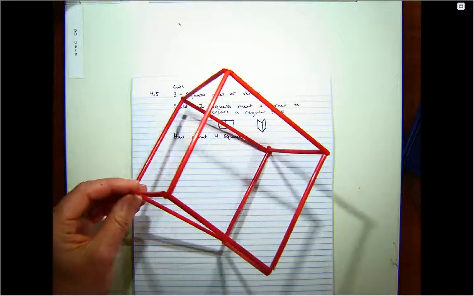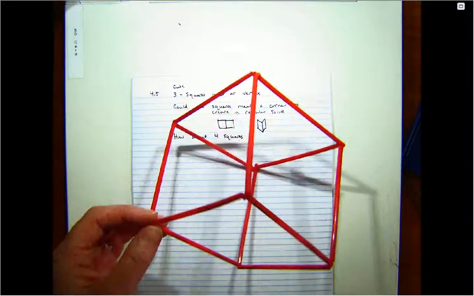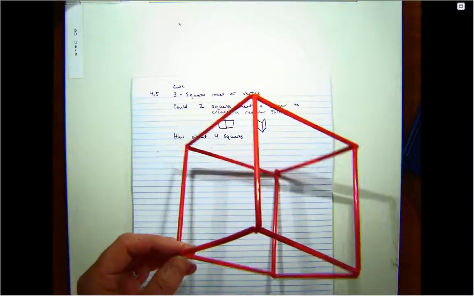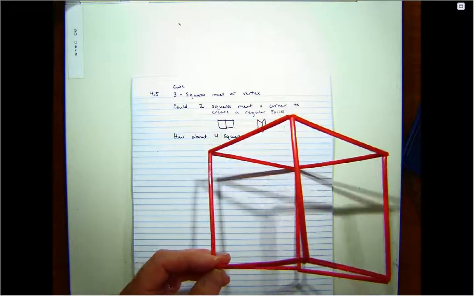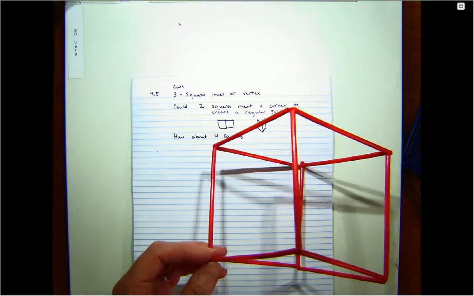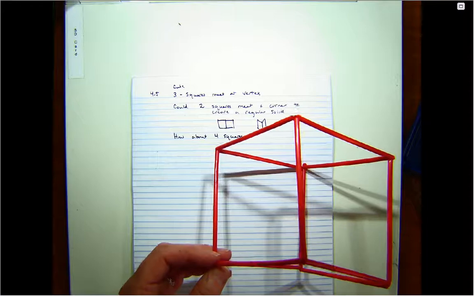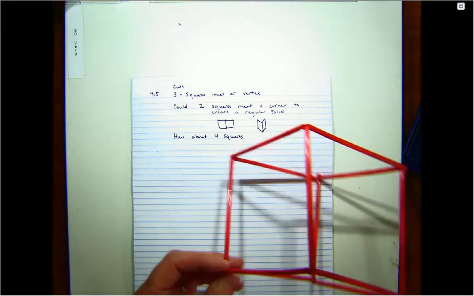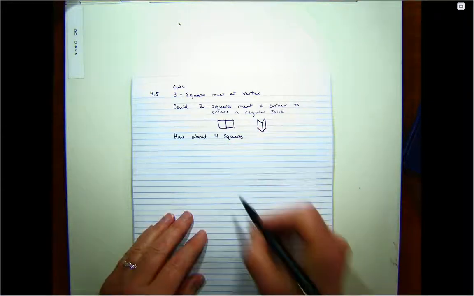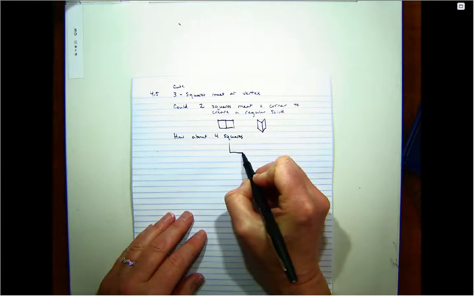3 works. Could you do 4? Anybody? What would happen if you had 4 squares meeting at a corner? We'll draw it on a piece of paper once. Okay, you have 4 squares meeting at a corner.